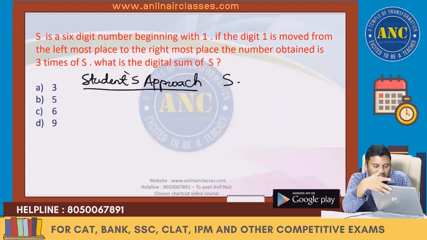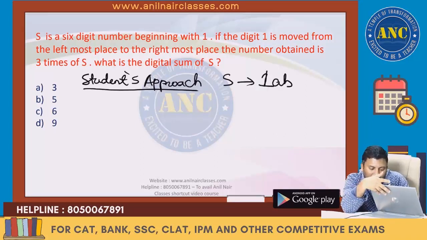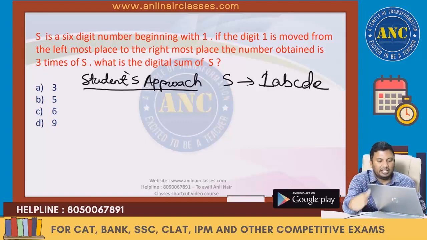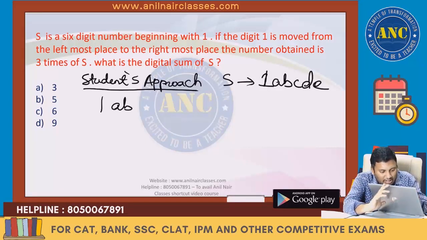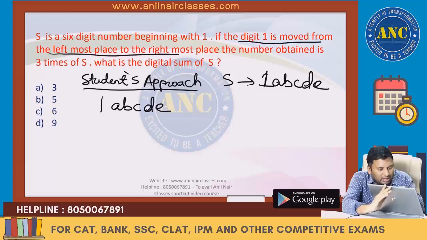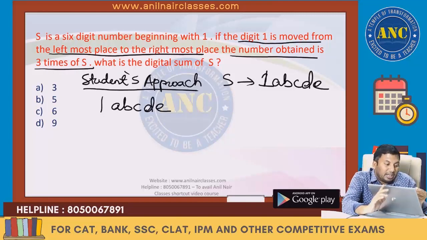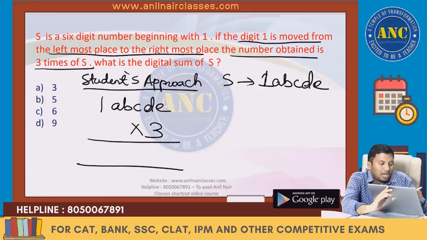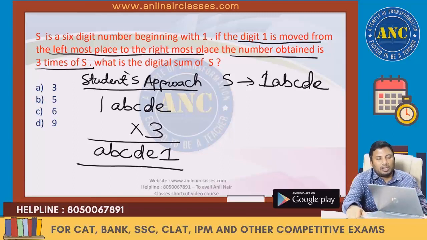S is a 6-digit number beginning with 1. We don't know the other 5 digits, so the 6-digit number is 1 A B C D E. If the digit 1 is moved from the leftmost to the rightmost, the number obtained is 3 times S. If I multiply this number with 3, I get another 6-digit number where the leftmost 1 became the rightmost one. I hope it is clear.